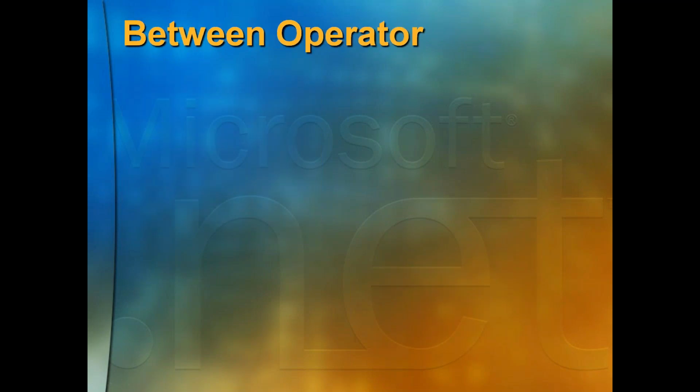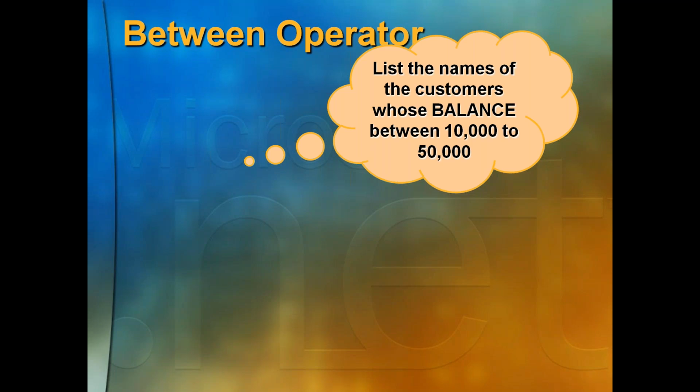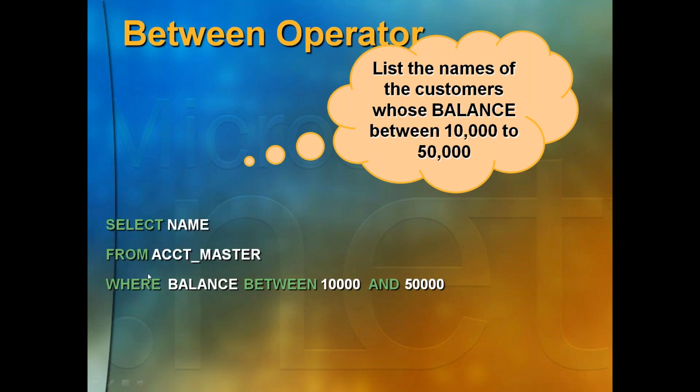Now we have the between operator. List the names of the customers whose balance is between 10,000 and 50,000. There is a between operator that you can use. So: select name from account master where balance between 10,000 and 50,000. The question is, does it take 10,000 and 50,000 as well, or only the in-between values? That is also one more interview question.